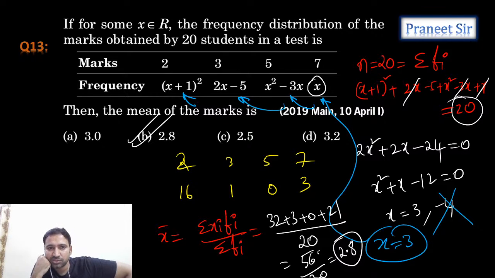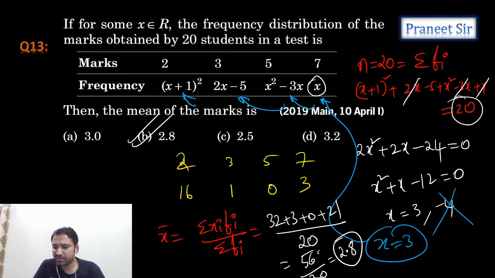Guys, is it clear? How we got it? The sum of the frequencies is equal to the total number of observations, because 20 students are there. So the number of observations is going to be 20. So we equate the sum of the frequencies to 20 and we're getting plus 3 and minus 4. Because observations should be positive, if we take x equals 3, then only we'll get positive observations. So x is equal to 3, and we substituted and we're getting the mean. Guys, is it clear?